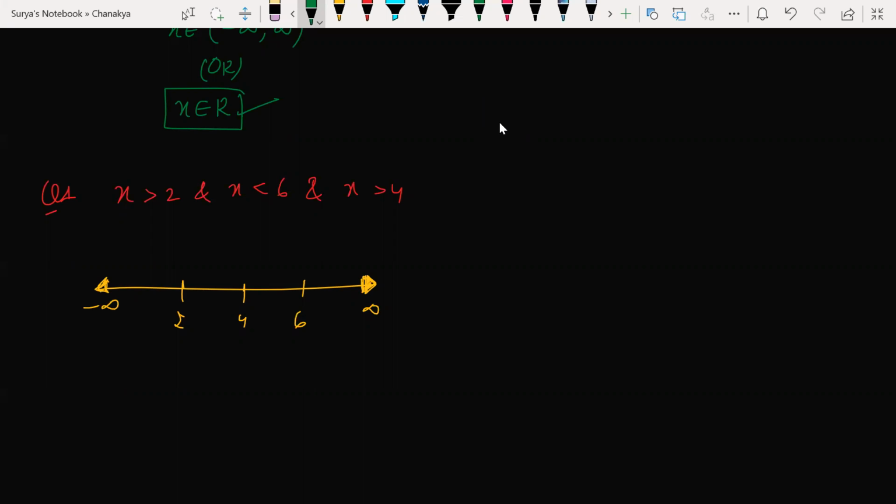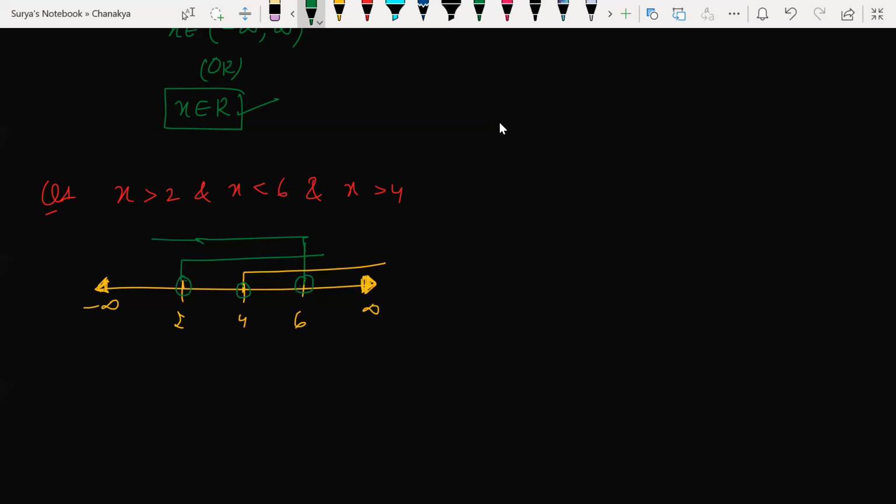So how to solve this? X greater than 2 is nothing but this. X greater than 2, so 2 is not included here, so a notch. X less than 6 is nothing but this, which I am going to write here, making a notch again. X greater than 4, this one, again making a notch.